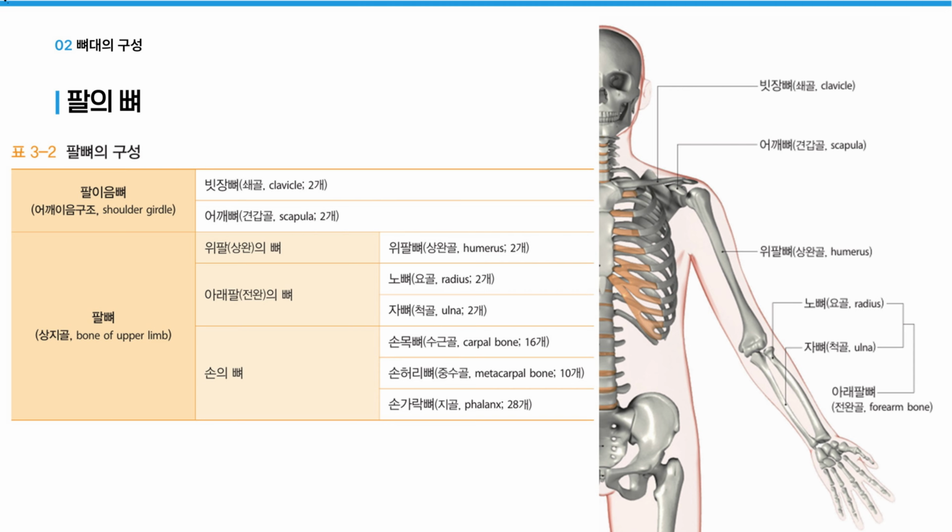Next, the bones of the upper limb. There's the humerus, the long bone between the shoulder and the elbow, and then from the elbow down to the wrist, the radius and ulna. The radius and ulna help the wrist perform stable rotational movements. And then at the wrist, there are the 16 carpal bones. On the back of the hand, the metacarpal bones, and the finger bones, the phalanges.